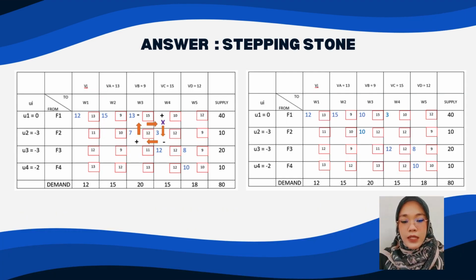For the stepping stone method, the allocation to an empty cell will be conducted as shown in the table, following the arrow that has been drawn. So for each of the cells in the flow, the symbol of positive or negative will be written.